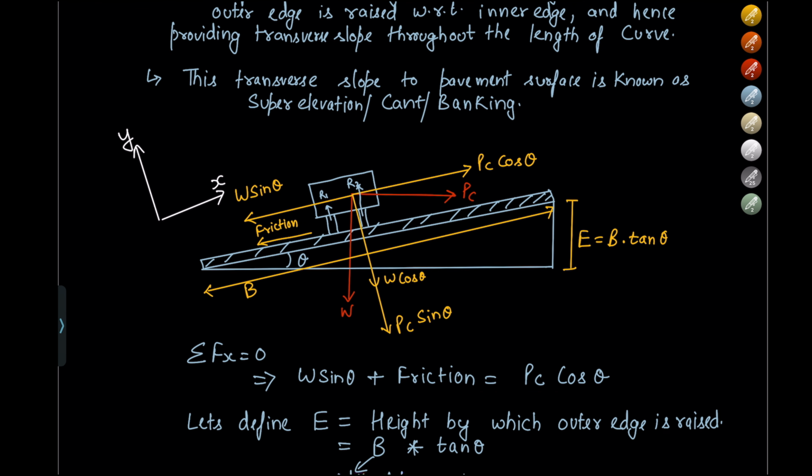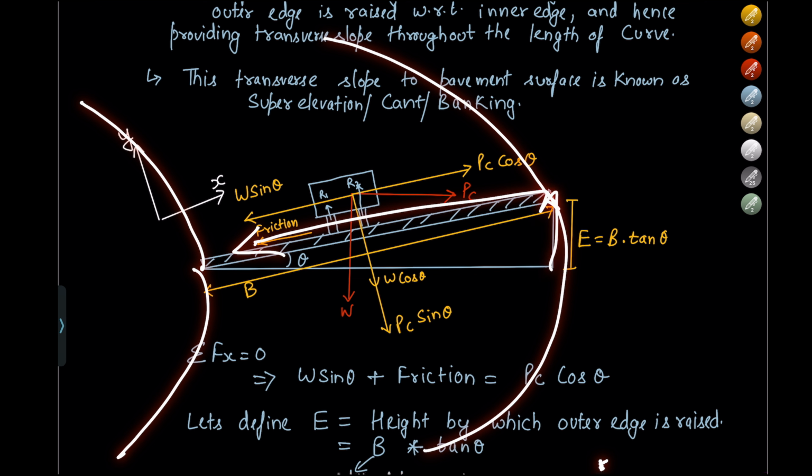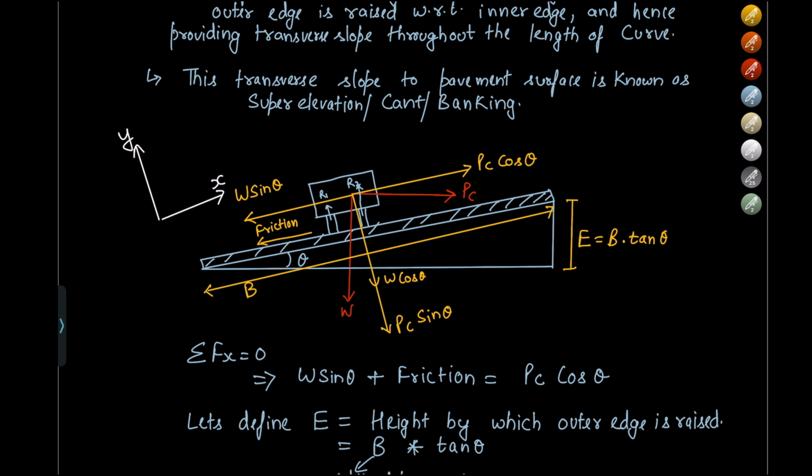When a vehicle is traversing on a horizontal curve, this is a horizontal curve, right? When the vehicle is traversing on a horizontal curve, the outer edge of the road is raised by some height with respect to the inner edge. This height would be the super elevation that is provided on the road. This would be the higher height, and this would be the lower height, right? So this transverse slope of the pavement surface is known as super elevation. It is also known as cant, or banking.